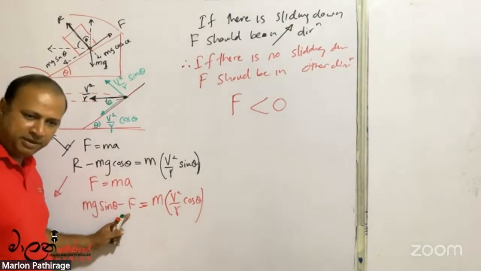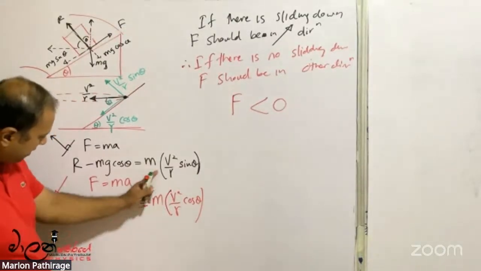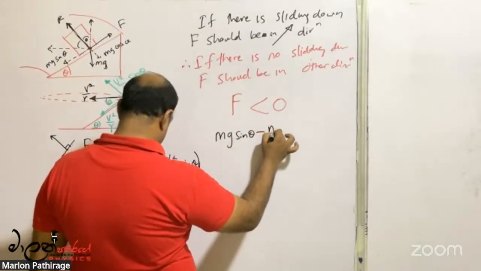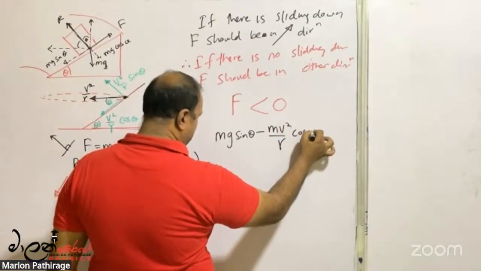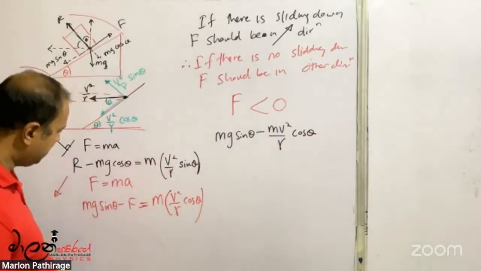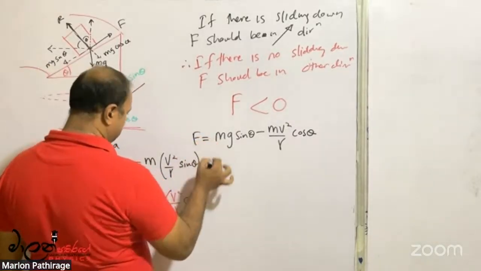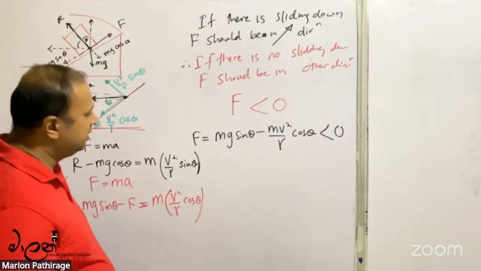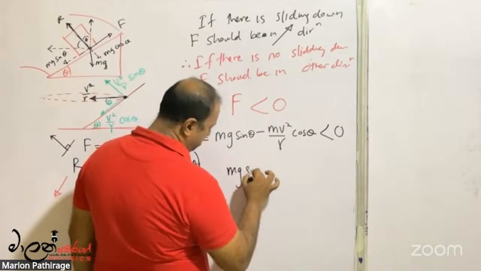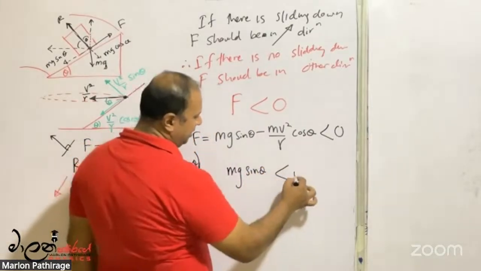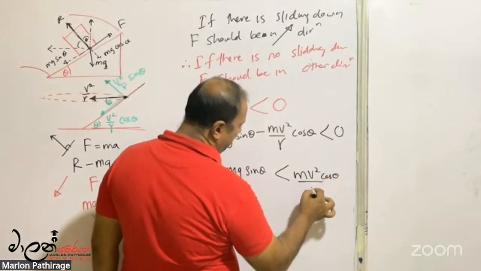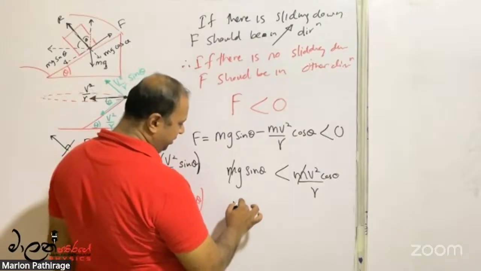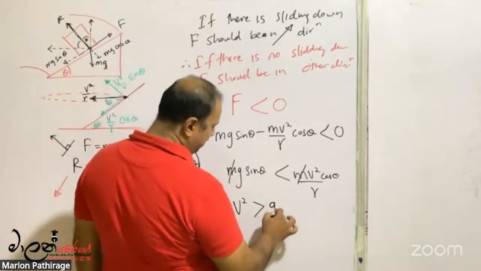Now you can solve for F from here. F is equal to mg sin theta minus m v squared over r cos theta. This is F, and it should be negative. So if it is negative, then there is no sliding down. That means mg sin theta should be lesser than m v squared cos theta over r. The m will be cancelled out, so v squared is higher than g r tan theta.